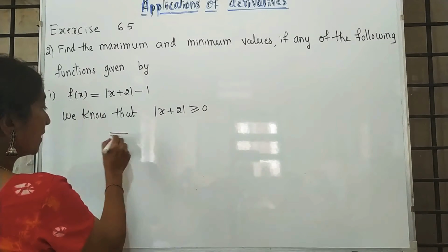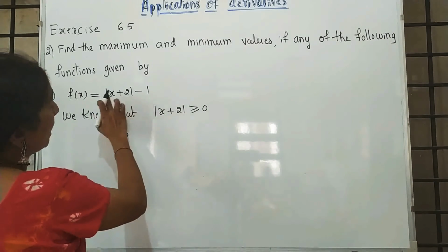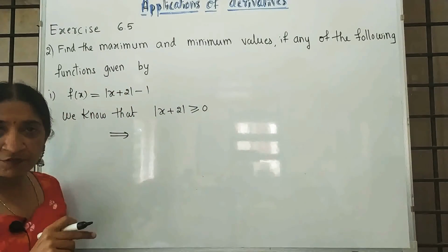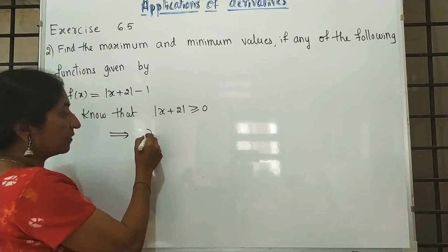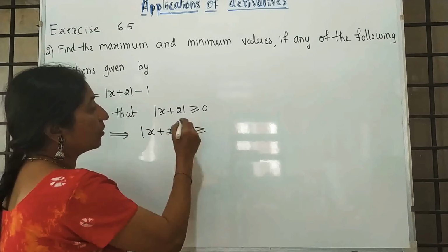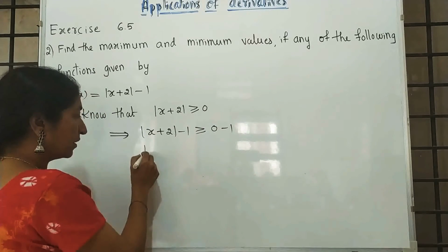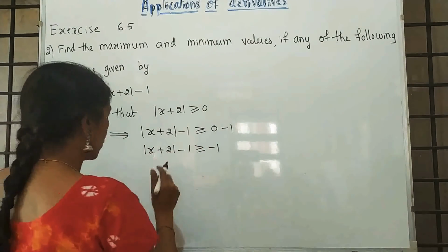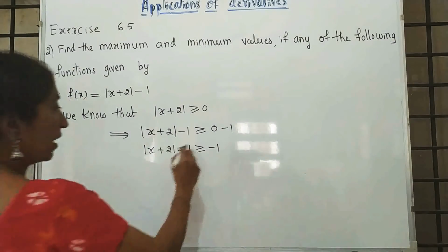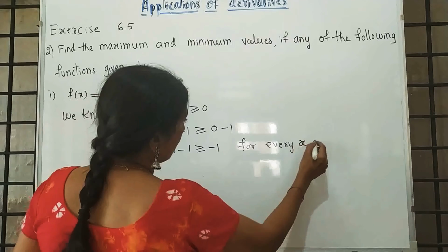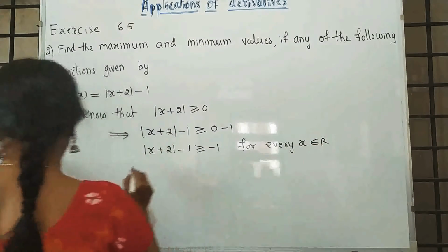And what do we require? We require modulus of x plus 2 minus 1. Already we are familiar with inequality. So what we are doing? I am taking minus 1 on both the sides. It is modulus of x plus 2 minus 1 greater than or equal to minus 1. And this is for every x belonging to the set of real numbers.